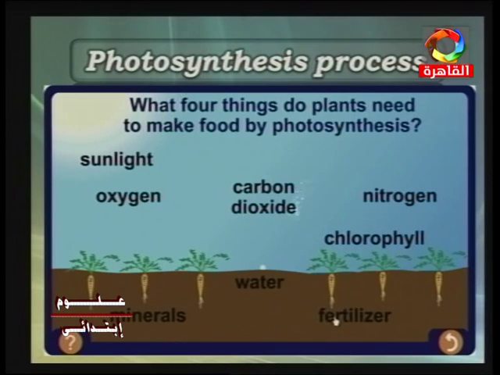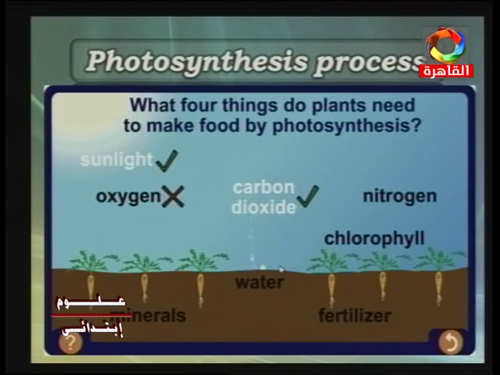So what does the plant need to make its own food by itself? It needs carbon dioxide. Yes, very good. Carbon dioxide is one of the things needed by the plant. Sunlight is right. Oxygen is wrong, because the plant doesn't need it. Carbon dioxide is right. Nitrogen is wrong; I need one type of gas here. But here we have chlorophyll.